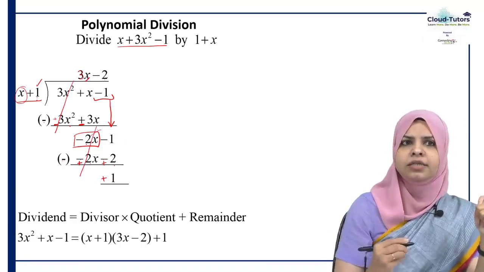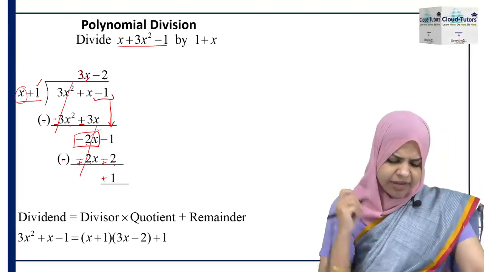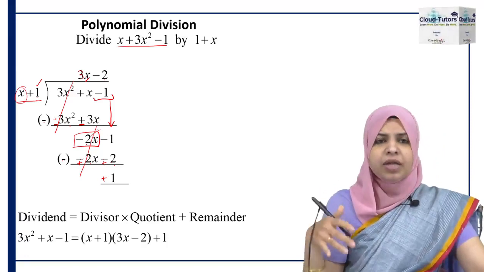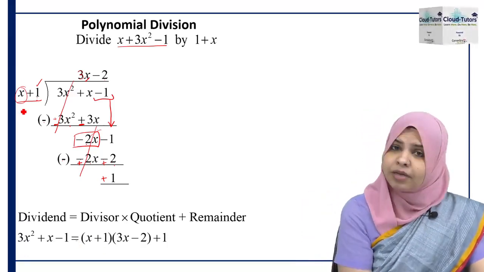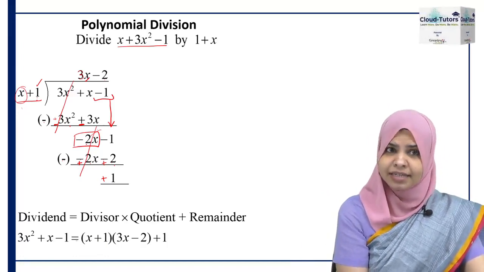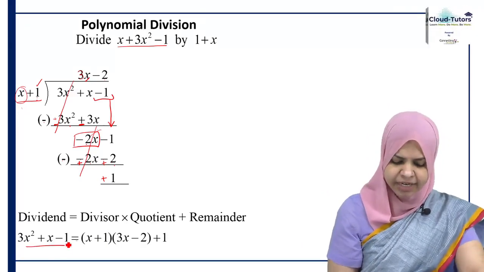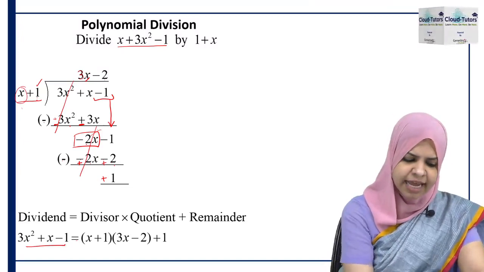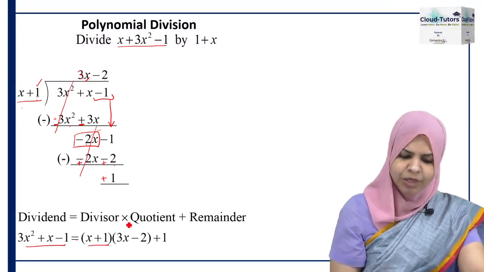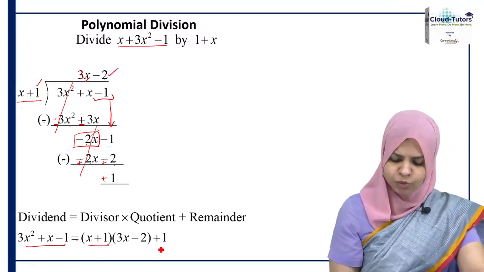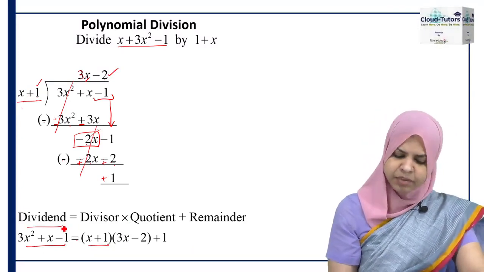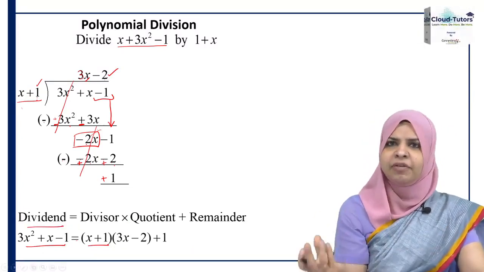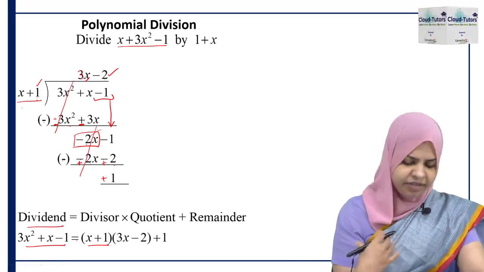This is your answer. Now, if I write this here, 3x square plus x minus 1 is equal to what? Divisor times quotient plus remainder. Sorry, this is my dividend. Divisor, what is divisor? X plus 1, right? What is quotient? X minus 2, and plus 1 is the remainder. This will give me the dividend back. If I multiply, simplify it, I will get back my dividend.